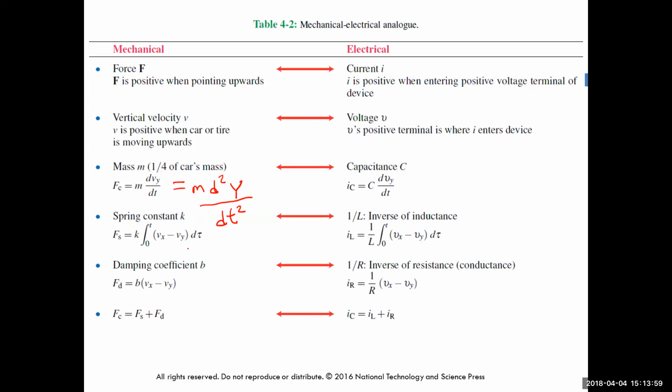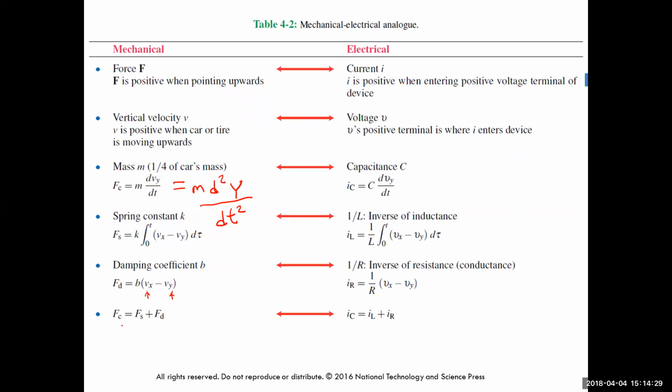Looking at the equation for force on a spring, well, that's very inductor-like. The damping coefficient, a voltage is really a voltage difference across a device, Vx minus Vy. In this case, this is velocity times a scalar. It just turns out that the damping coefficient is 1 over the resistance.